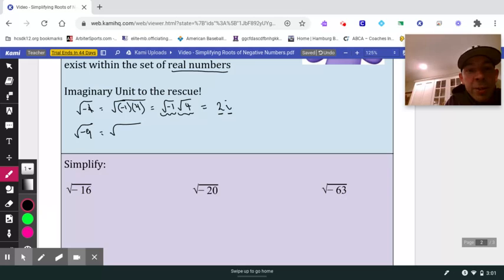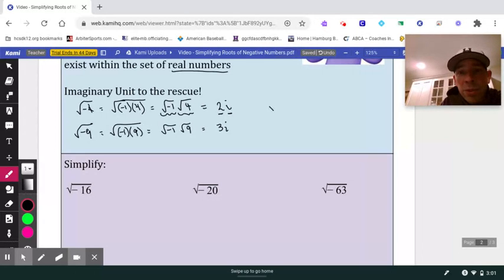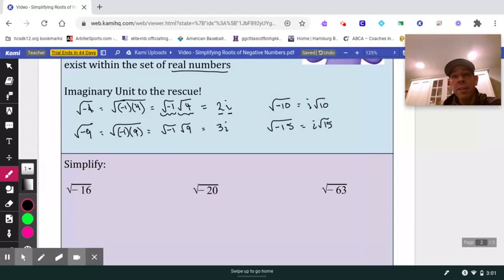Or let's say we have the square root of negative 9. Again, imaginary unit to the rescue. We can break that up and express it as the product of negative 1 times 9. And the square root of negative 1 multiplied by the square root of 9 is going to make 3i. So basically, as soon as you see a negative number, and let's say it's just negative 10, we're going to immediately call that i radical 10. If you see the square root of negative 15, we'll immediately call that i radical 15. So anytime you see that negative underneath the radical, we know that we're going to have an imaginary unit in our answer.